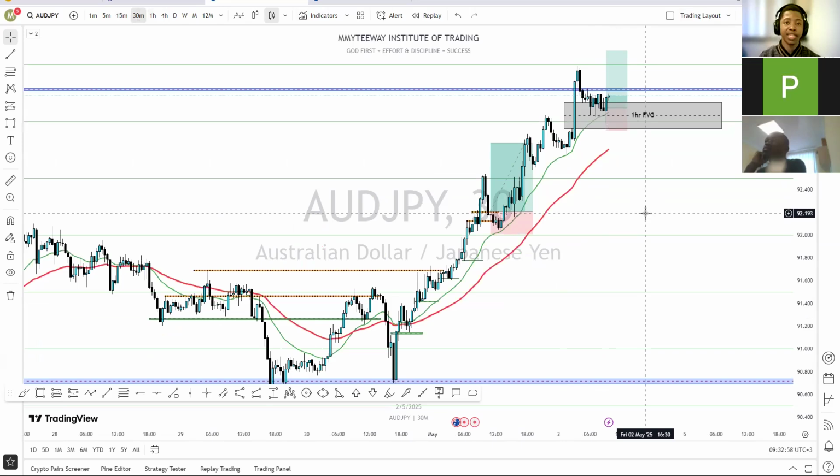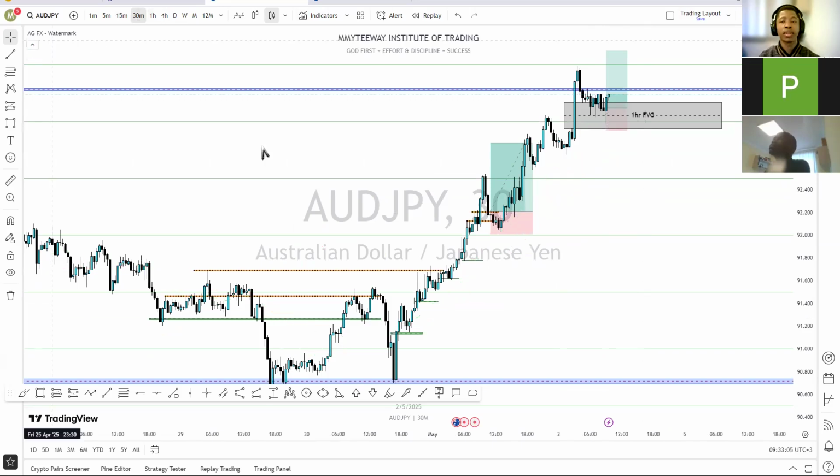I have my session bias. After my trend, what do I need? I have my optimum trading zone. Who can tell us what optimum trading zone I was using here? Can somebody tell me what optimum trading zone I was using?